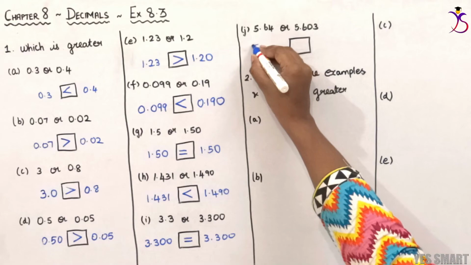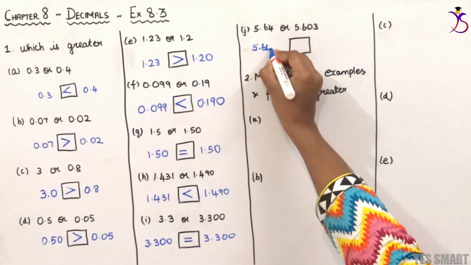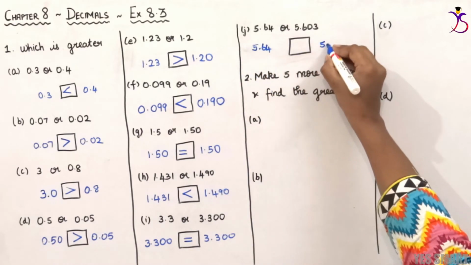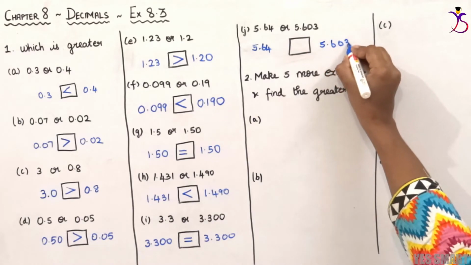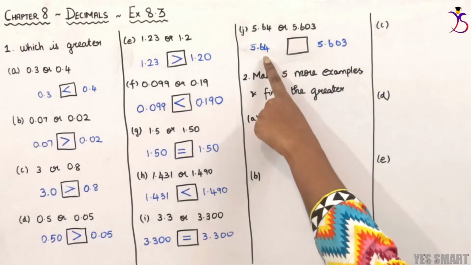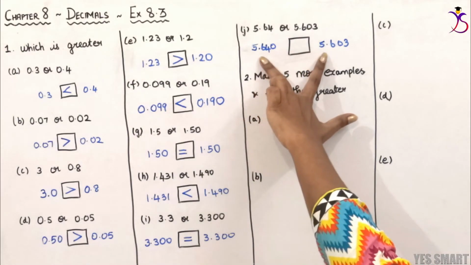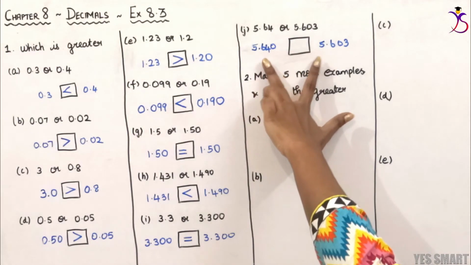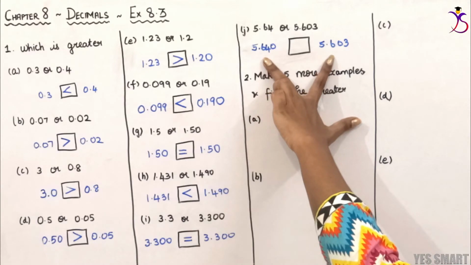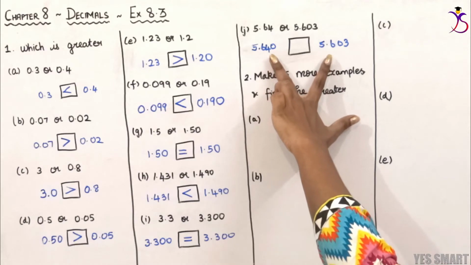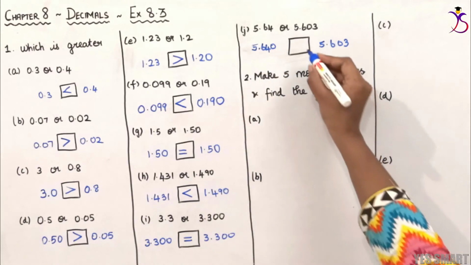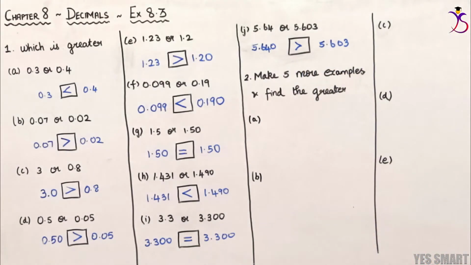J sum, it is given 5.64 and 5.603. Here we have only 2 digits in the decimal part, so let's add a 0 at the end so that they both become like decimals. On comparing the whole part 5, 5 equal, so let's compare the decimal part. The first digit is 6 on both sides, therefore they are equal. Now let's compare the second digit. Here we have 4, here it is 0. Obviously 4 is greater than 0, therefore 5.640 is greater than 5.603.